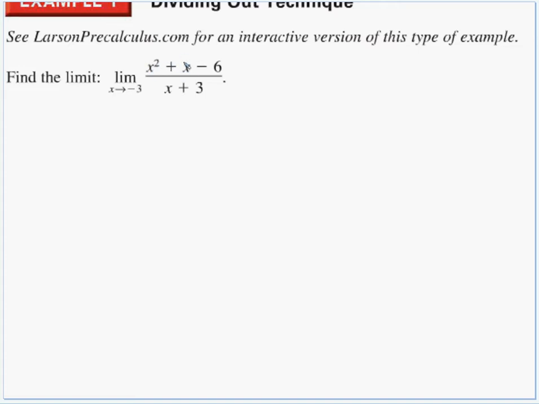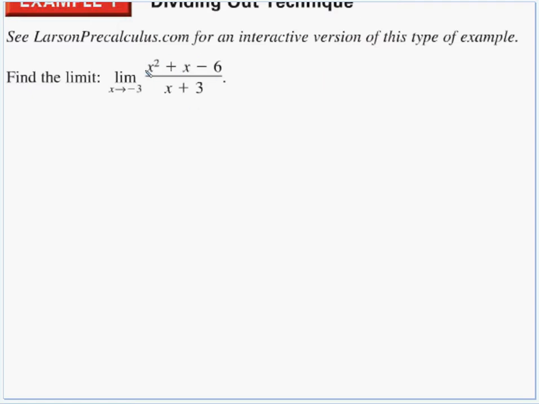9 minus 3 is 6. 6 minus 6 is 0 in the numerator. That's not a big deal. -3 in the denominator is also going to zero that out. Now it is a big deal. Indeterminate form, so we cannot determine the limit from its current form.